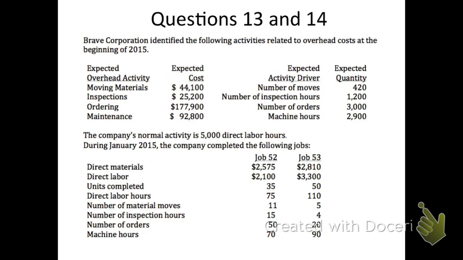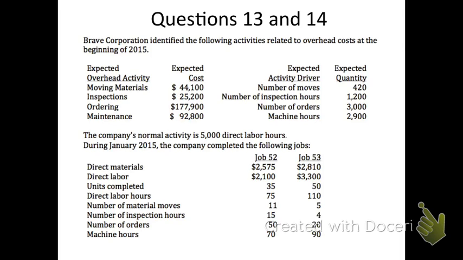Alright, questions number 13 and 14. This has to do with product costing in a traditional costing system and in an activity-based costing system. Remember that under traditional costing, we assign overhead based on unit level drivers, and the company has chosen, if they were to use a traditional costing system, to use direct labor hours.